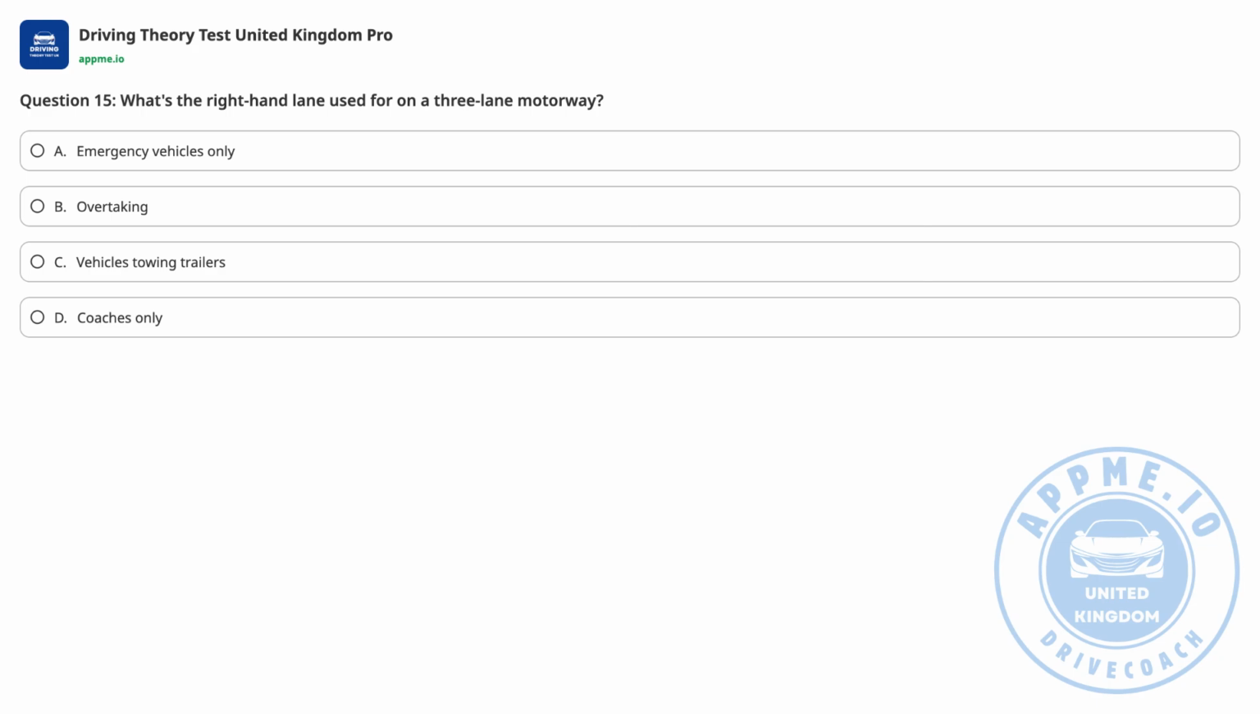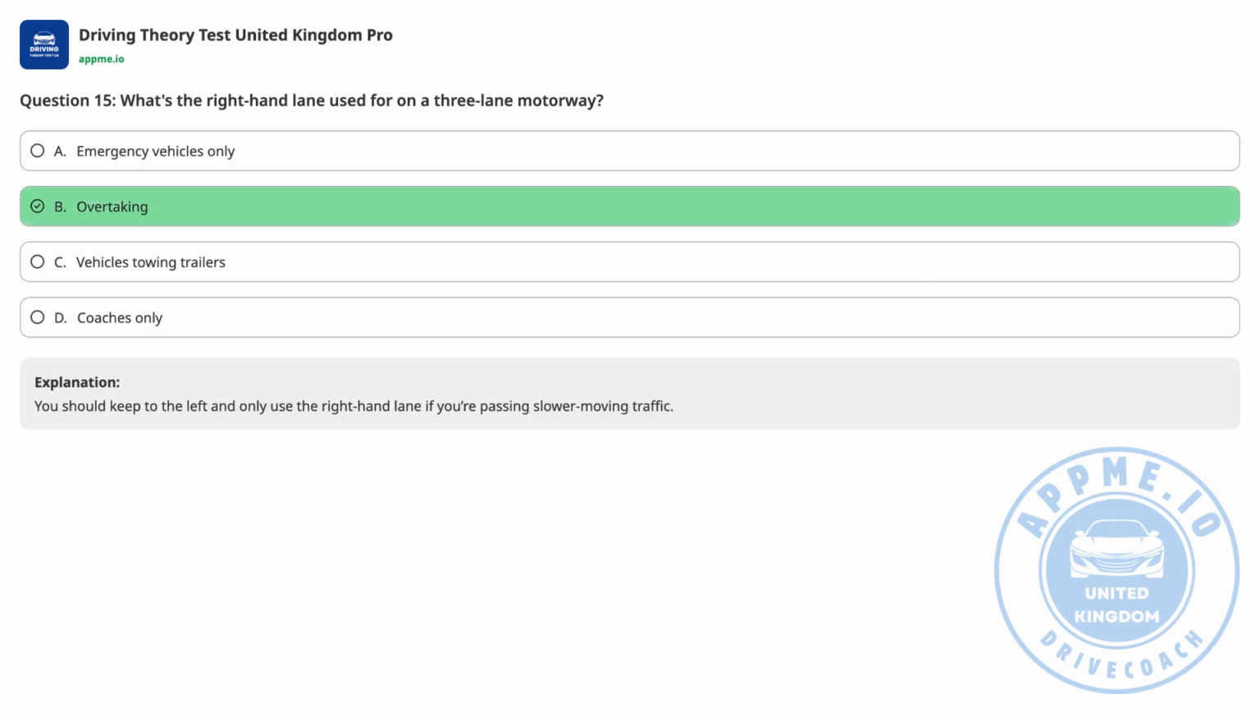Question 15. What's the right-hand lane used for on a 3-lane motorway? A. Emergency vehicles only. B. Overtaking. C. Vehicles towing trailers. D. Coaches only. The correct answer is B.